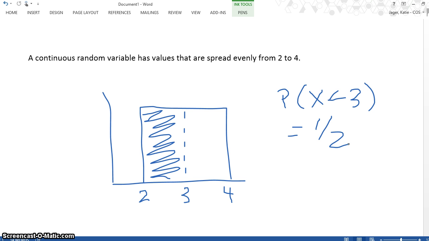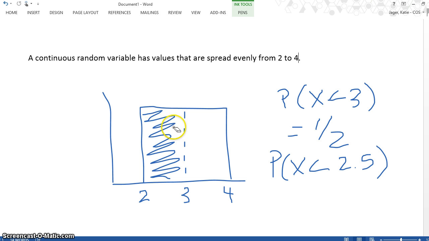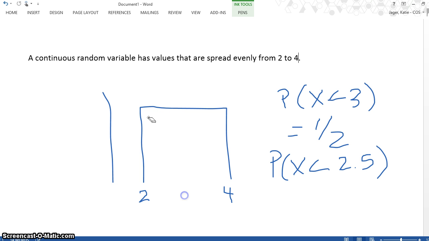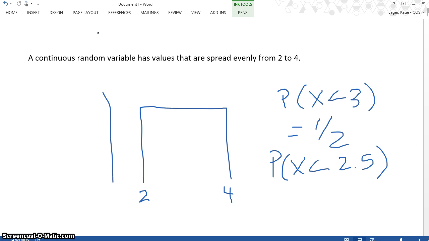However, maybe we're not going to be able to eyeball it as much. Suppose I want to know the probability of x less than 2.5. So here's a different question. Let's erase what we did before. Now we want to know the area that's below 2.5.